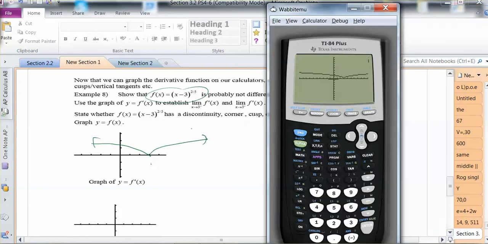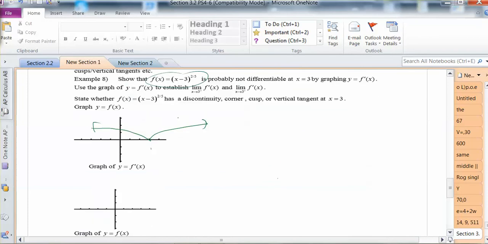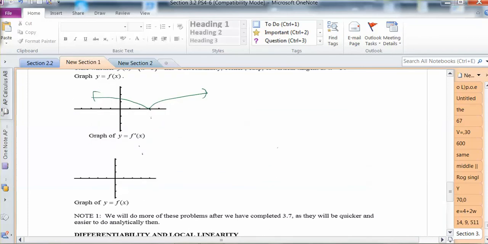Now the derivative graph is coming. See how it takes a long time? And it looks like there's a vertical asymptote at x equals 3. So it definitely looks like we have a rational function here, or something kind of like that, or a graph that looks like that for the derivative graph. And we have a cusp.